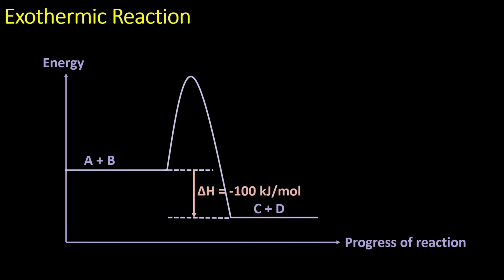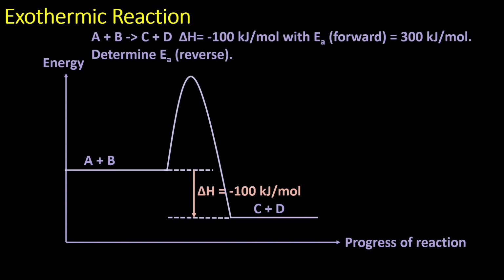Now we move on to look at an exothermic reaction. Given the reaction with reactant A plus reactant B to produce products C and D, with the enthalpy change equal to -100 kJ per mole and activation energy for the forward reaction 300 kJ per mole, how do we determine the activation energy for the reverse reaction? First, we must label the activation energy for the forward reaction. For the forward reaction, the activation energy is between the reactants and the transition state or activated complex, which is equal to 300 kJ per mole.